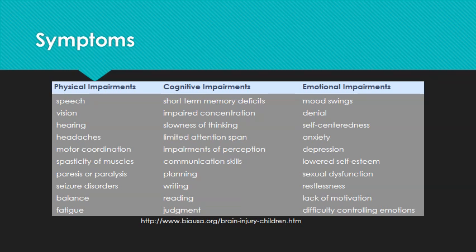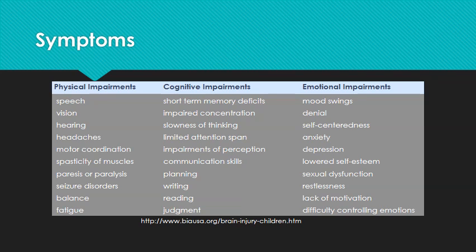Here are some symptoms that people with traumatic brain injury may display. Physical impairments can include speech, vision, hearing, headaches, motor coordination, spasticity of muscles, paralysis, seizure disorders, balance, or fatigue. Some cognitive impairments may include short-term memory deficits, impaired concentration, slowness of thinking, limited attention span, impairments of perception, communication skills, planning, writing, reading, judgment.